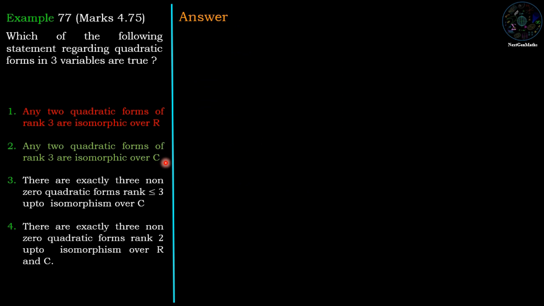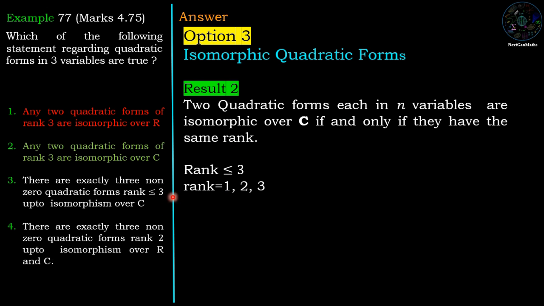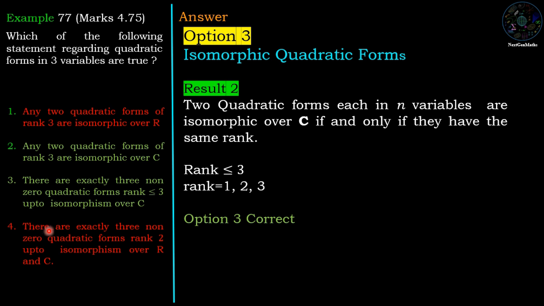Now option number 3, which is about rank less than or equal to 3. For less than or equal to 3 we have three possibilities for the rank: rank 1, rank 2, rank 3, and therefore we have three different isomorphism classes, for rank 1, rank 2 and rank 3. So option number 3, which says there are exactly three non-zero quadratic forms of rank less than or equal to 3 up to isomorphism over C, is correct. Now option number 4, with a similar argument we can say that it is wrong, which is about there being exactly three non-zero quadratic forms of rank 2 up to isomorphism over R and C.